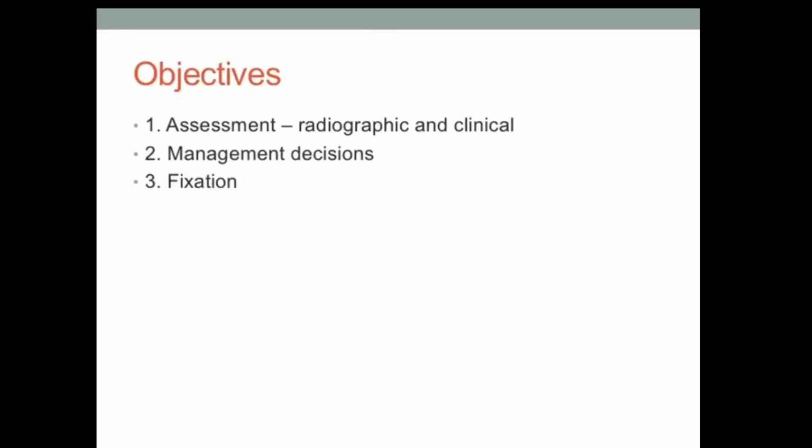So, the objectives of this Pearls of Wisdom presentation were to talk about three things. Firstly, how to assess a person presenting with a supracondylar fracture, both the clinical findings and the radiographic. Secondly, I wanted to talk about some of the management decisions. And lastly, just briefly touch on some of the controversies and my take on the fixation methods. And really, I aim just to give some tips and tricks for more junior members of the team when assessing these injuries.